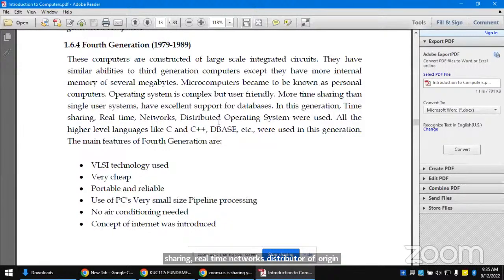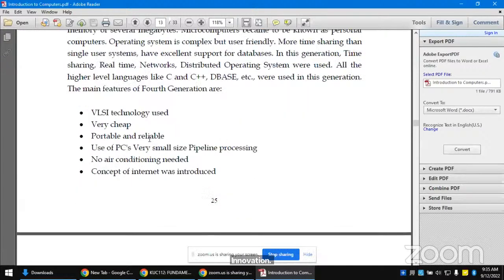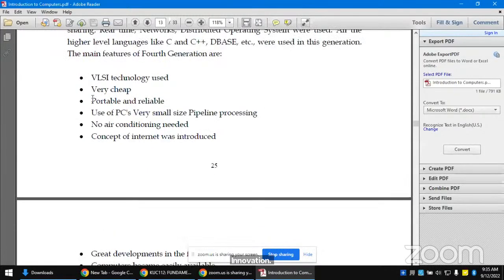All the high-level languages like C and C++, dBase, etc. were used in these generations. The main feature of the fourth generation is very large scale integration technology, VLSI. Here, so many ICs were put on one system that it becomes a high processing unit. Those processors were the VLSI.